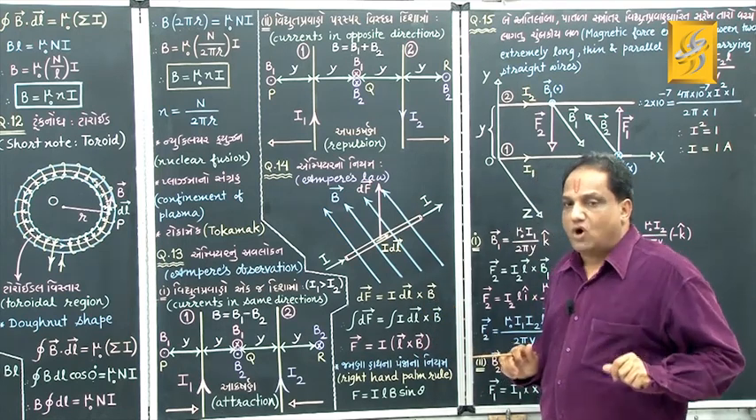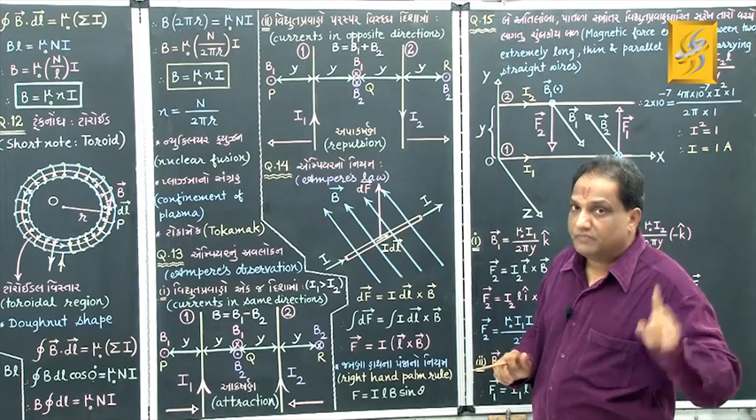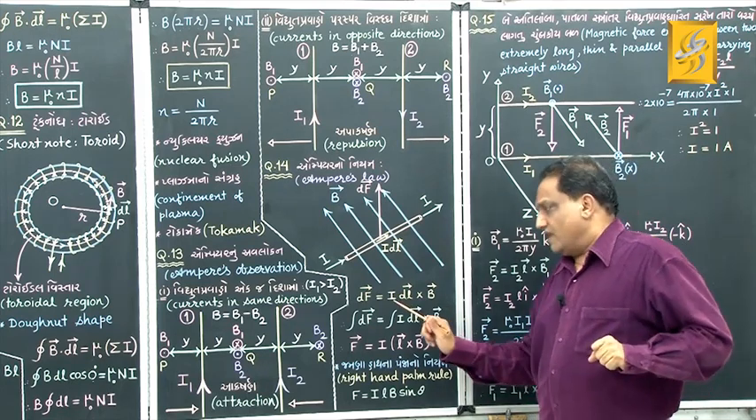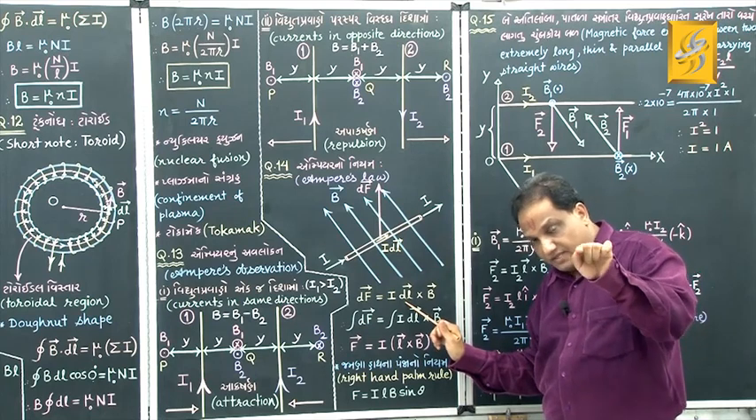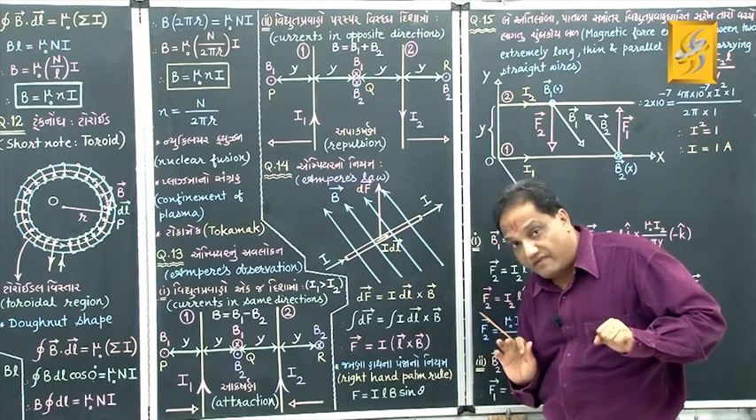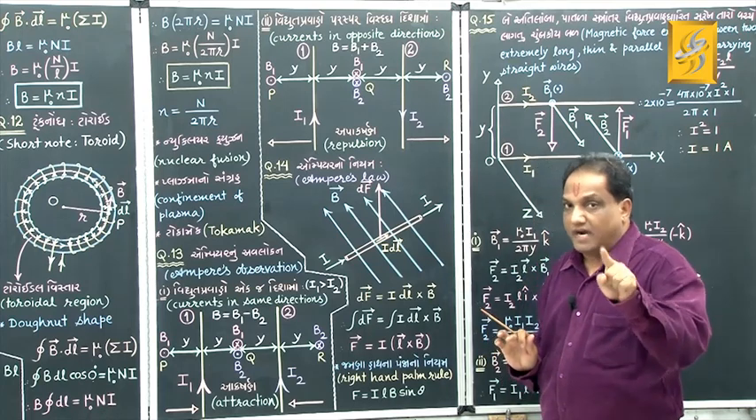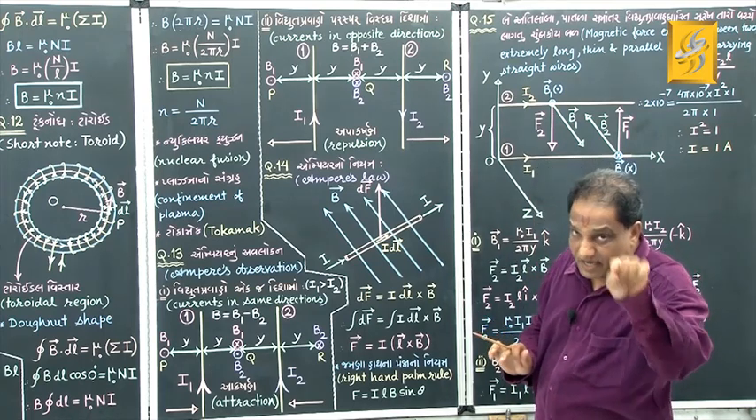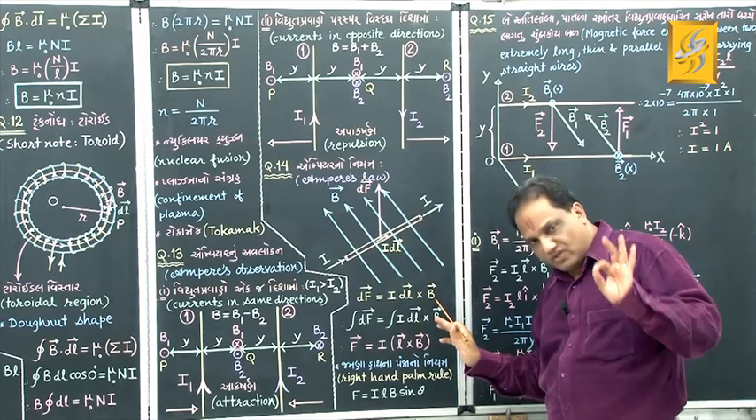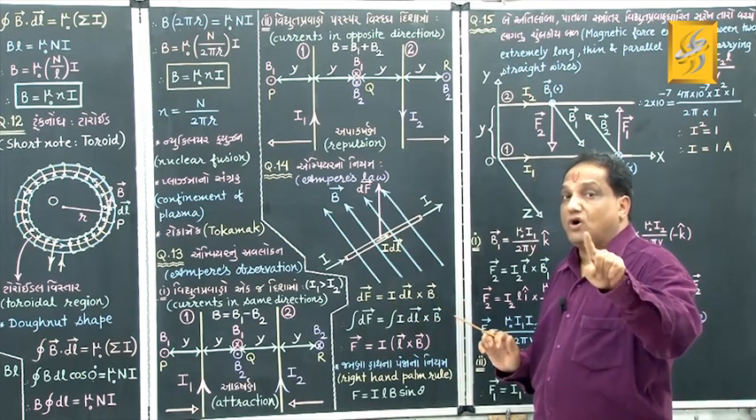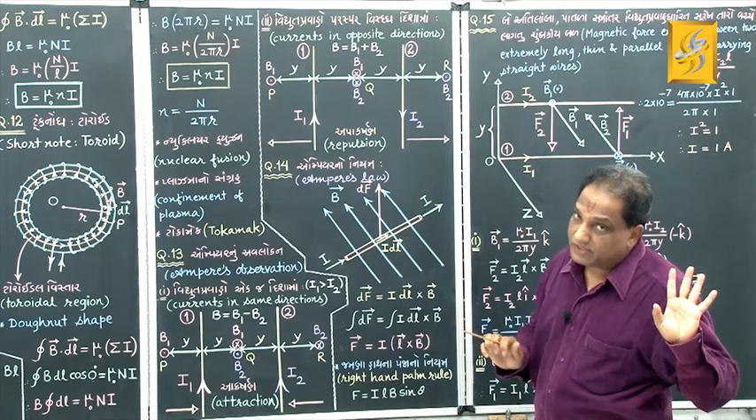This very result is called Ampere's law. I repeat, whenever a current element I vector dl is placed in some external magnetic field vector B, then the magnetic force exerted on it is vector dF equals I vector dl cross vector B, full stop. This very statement is called Ampere's law, correct?